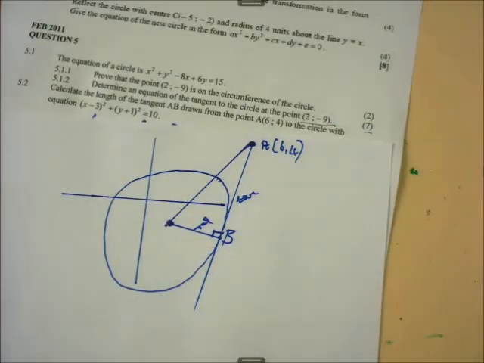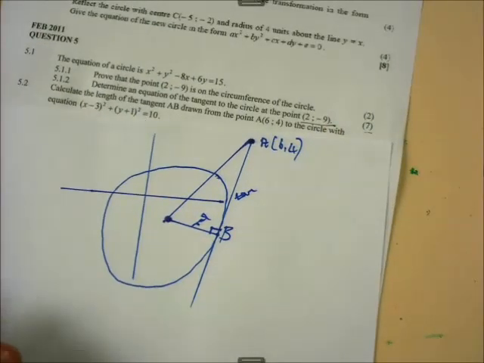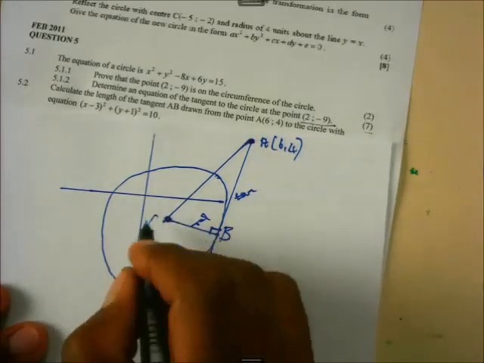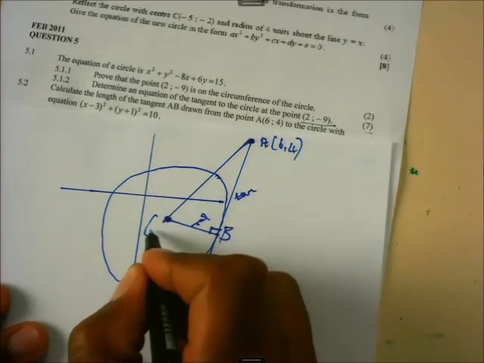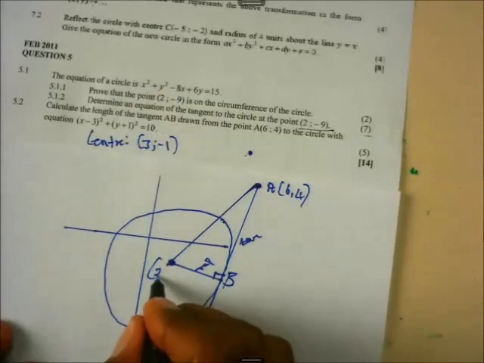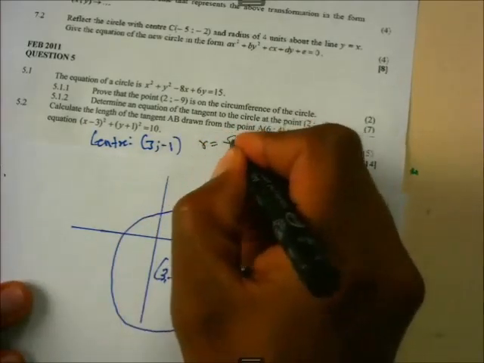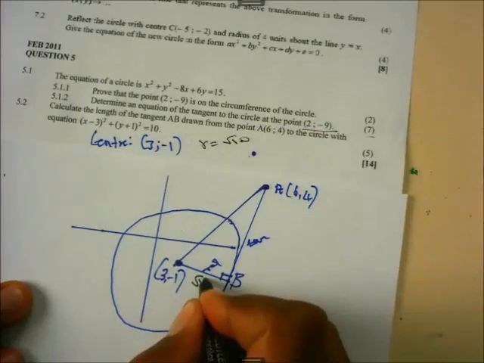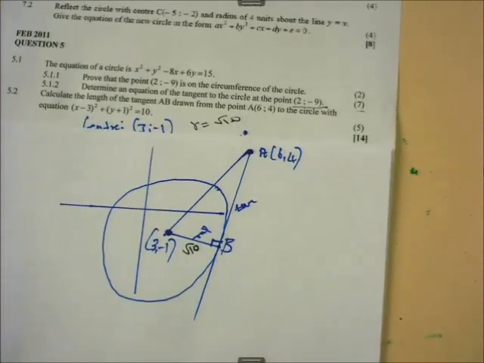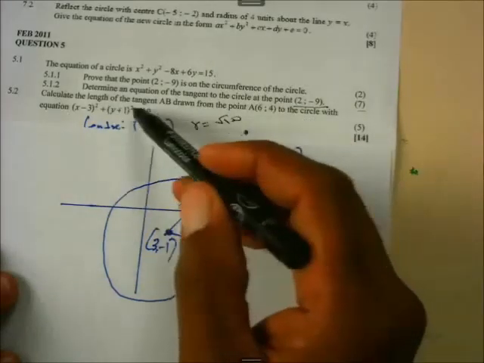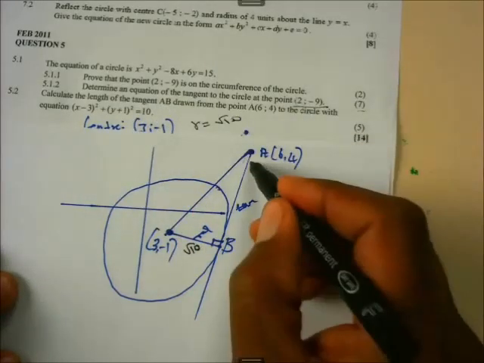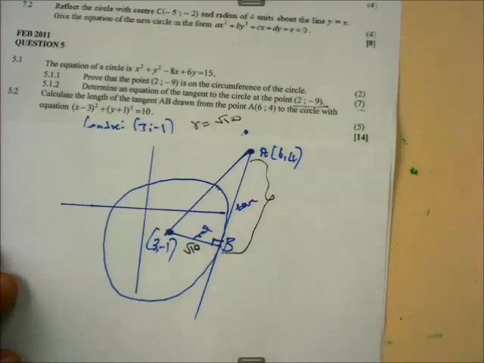Now from here, what is it that we know? We know the center is (3, −1). The other thing that we know is the radius. Our r here is the square root of 10. Now, what is the question? The question says determine the length of the tangent AB. It means we want to find the length of the tangent AB.